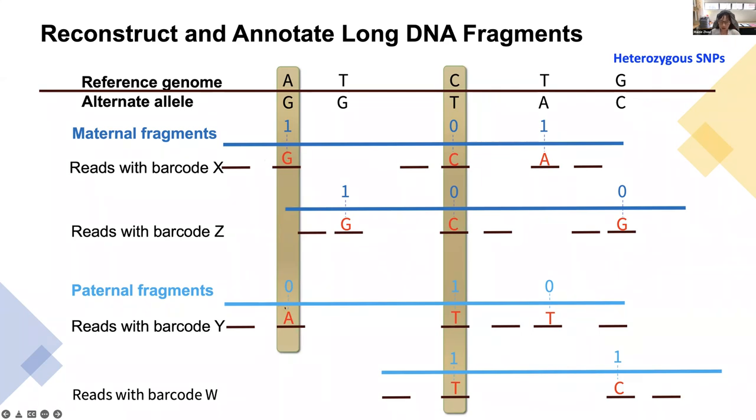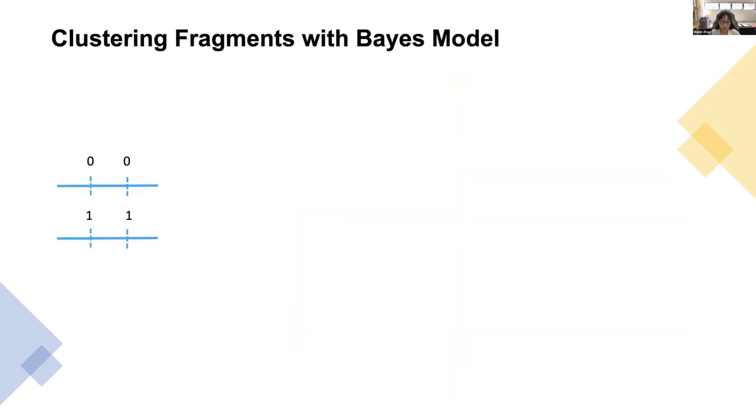So we know the fragment from paternal haplotype, they show 0. But at this stage, we don't know whether the fragment is from the maternal or paternal haplotype. That's what we want to figure out. So let's take a pair of heterozygous SNPs as an example to illustrate how we use our model to do this. For this pair of heterozygous SNPs, we know the real haplotype is 0011.